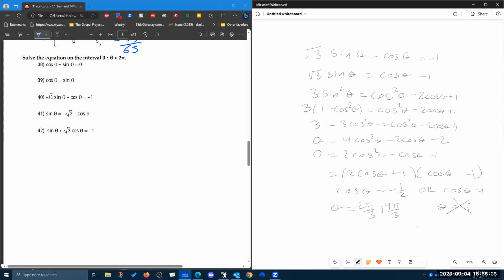Sine of 2 pi over 3 is going to be root 3 over 2. So that's going to be 3 halves minus cosine of that value, which is a negative 1/2, so 3 halves plus a 1/2 is 4 halves, which is 2. So that doesn't work.